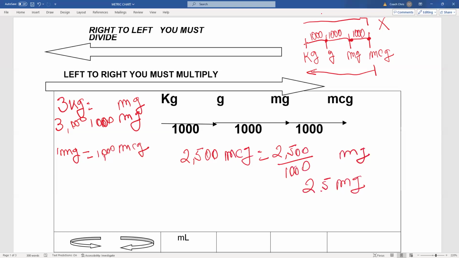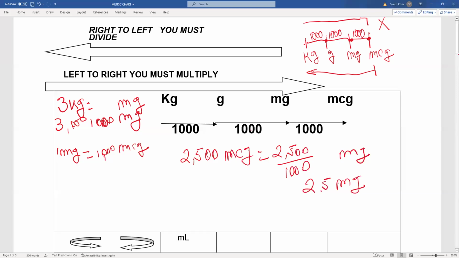Kilogram to gram, it's 1,000. It's a family. First 1 kilogram, second 1 gram, third 1 milligram, fourth 1 microgram. Every one of them has a 1,000 apart. So kilogram to gram, it's 1,000. Kilogram to milligram, it's 1,000 times 1,000, which is a million. Kilogram to microgram, it's 1,000 times 1,000 times 1,000. That gives you a billion. So when you go from left to right, you multiply. And when you go from right to left, you divide.